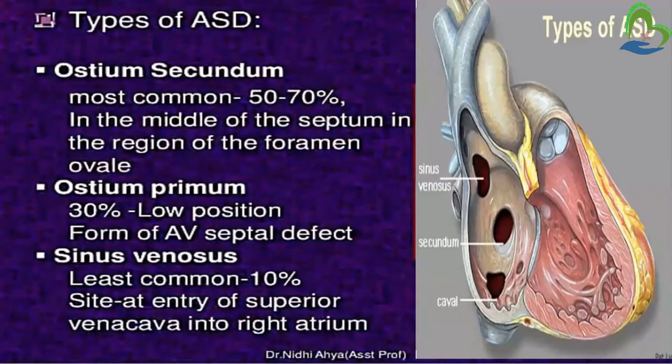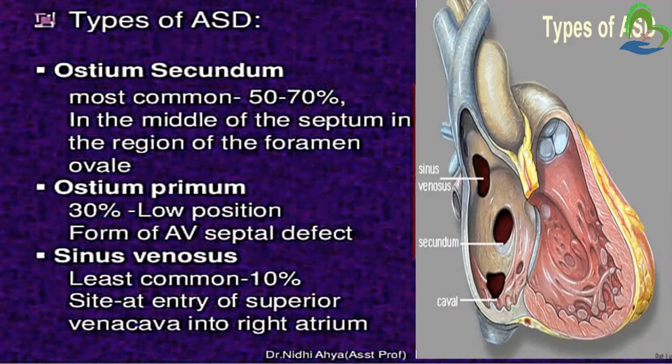Now the types of ASD. There are three types of ASD: Ostium Secundum, Ostium Primum, and Sinus Venosus. Ostium Secundum is the most common, seen in 50 to 70% of neonates, and it is present in the middle of the septum in the region of the foramen ovale. So where the foramen ovale is present, between the right atrium and left atrium, at that location if an abnormal opening is present, then it is called ostium secundum.